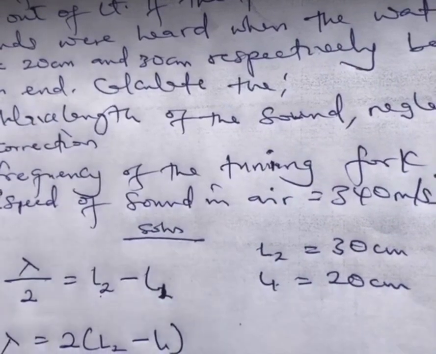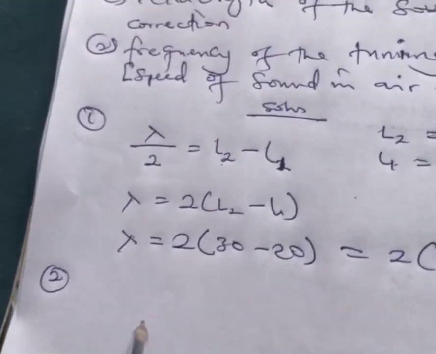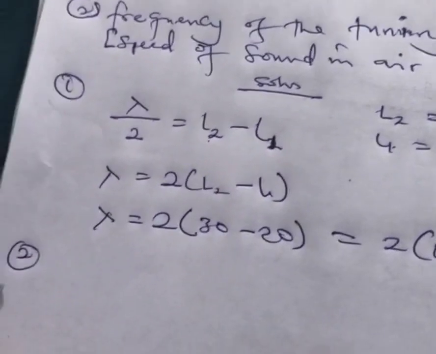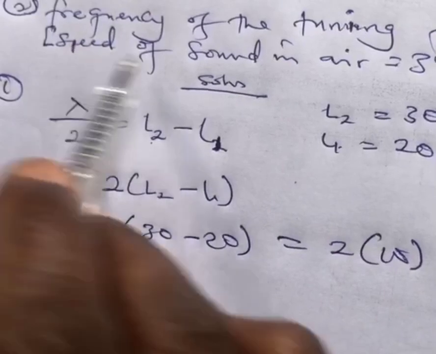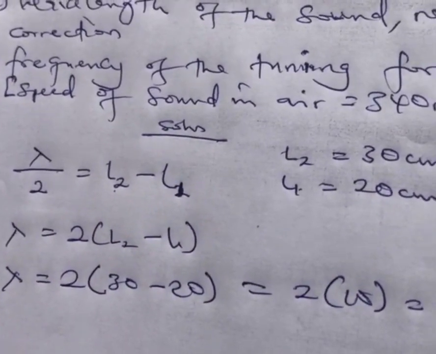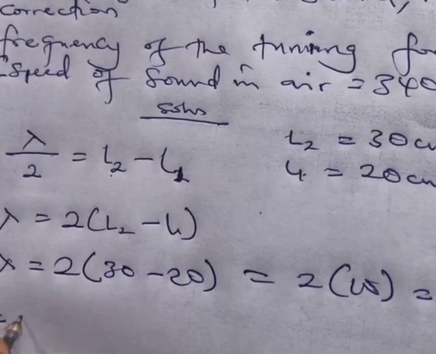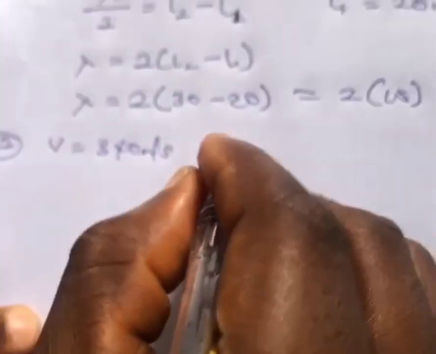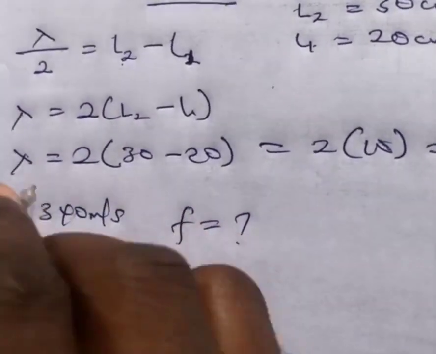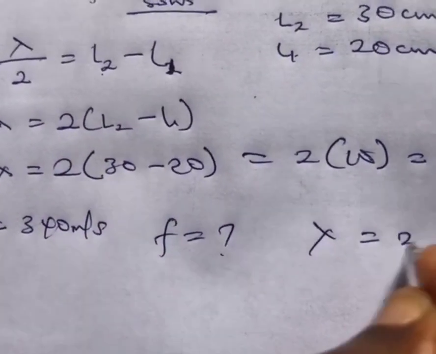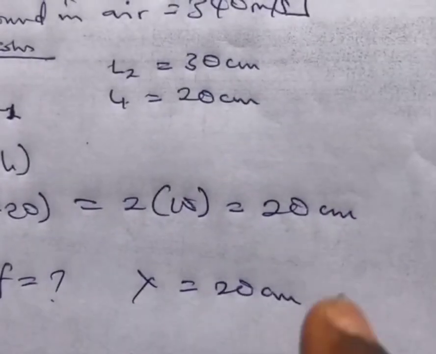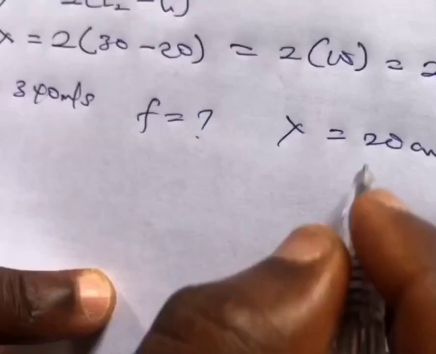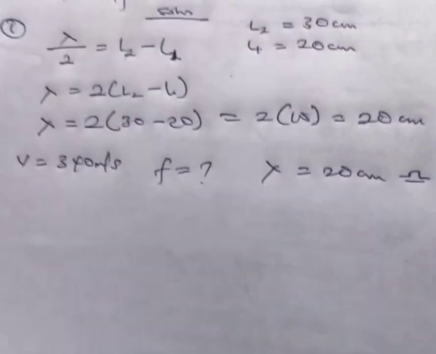Now, the second question is the frequency of the tuning fork. We want to know the frequency of the tuning fork. That's the next thing we want to calculate. Now, you were given the speed of sound in air, which is V equals 340 meter per second. Then, the frequency of the tuning fork is unknown. Then we've already calculated the wavelength, which is 20 cm. In meters, it will be 0.2 meters, because you divide by 100 to convert it to meters.